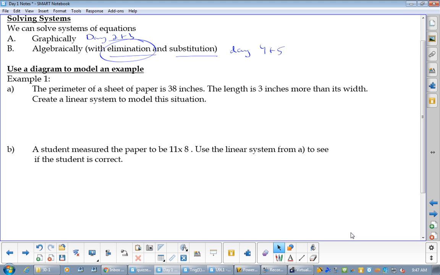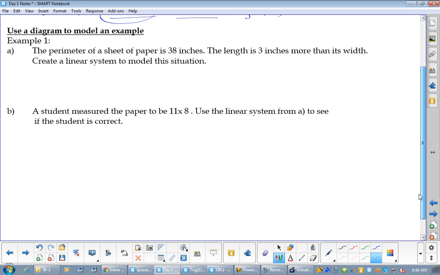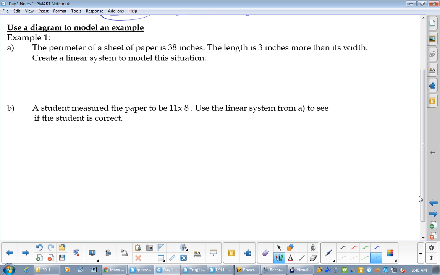Now we're going to start making actual systems. Okay? We're going to make statements that are true, and from that, you can always find out the answer. Now the perimeter of a sheet of paper is 38 inches. The length is 3 inches more than the width. Create a linear system to this model.